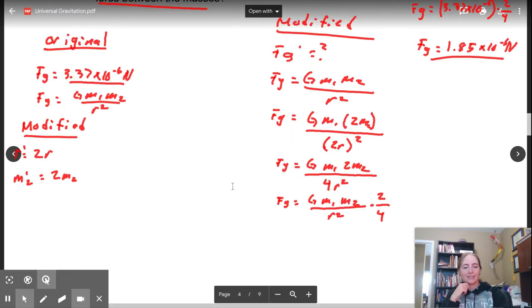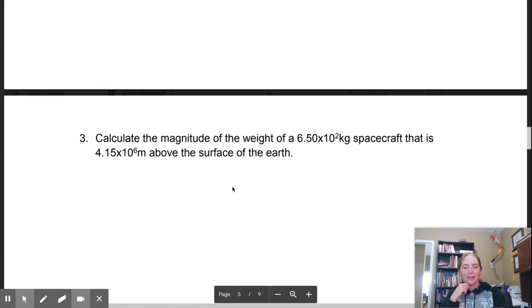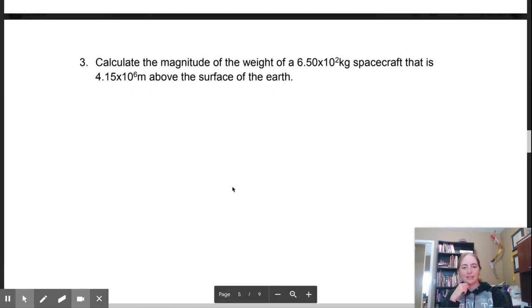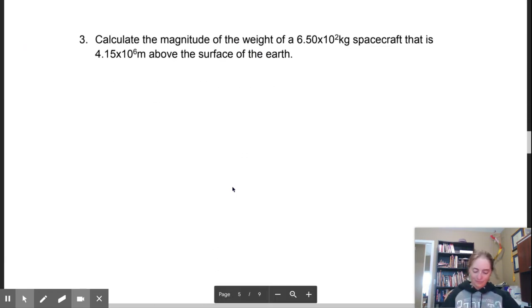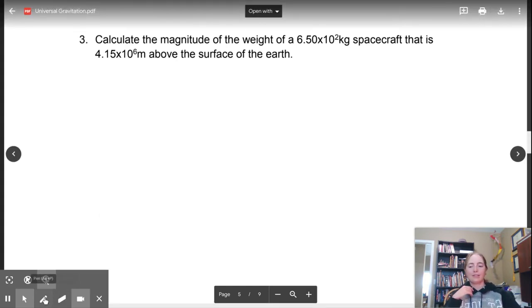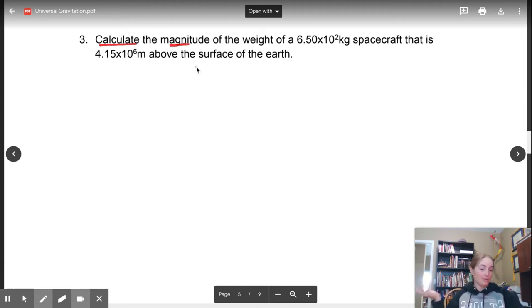Okay, ladies and gentlemen, next piece. Calculate the magnitude, so I only want magnitude, I don't want direction, of the weight. Now remember, ladies and gentlemen, weight means FG of a 6.5 times 10 to the 2 kilogram spacecraft. So we've got our mass.